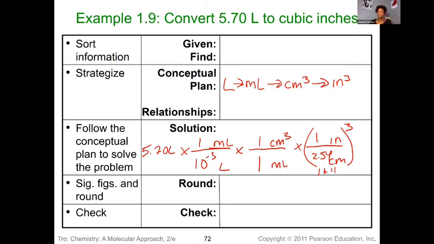So now we're ready to multiply across the top, which is a series of ones, so 5.7 times 1 times 1 times 1. Now we're going to take that 5.7 divided by 10 to the negative third, divided by 16.4. And we get an answer of 347.5609, etc. With only 3 sig figs, we would say 348 inches cubed is our final answer. Go ahead and check yours.